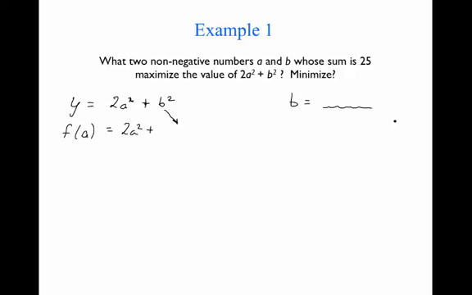You see? So now how are we going to write b in terms of a? Well, look, a and b, their sum is 25. So what does that give us? That gives us that a plus b is 25. And so what does b equal? 25 minus a. And if b is 25 minus a, now we could write that quantity as a function of a.